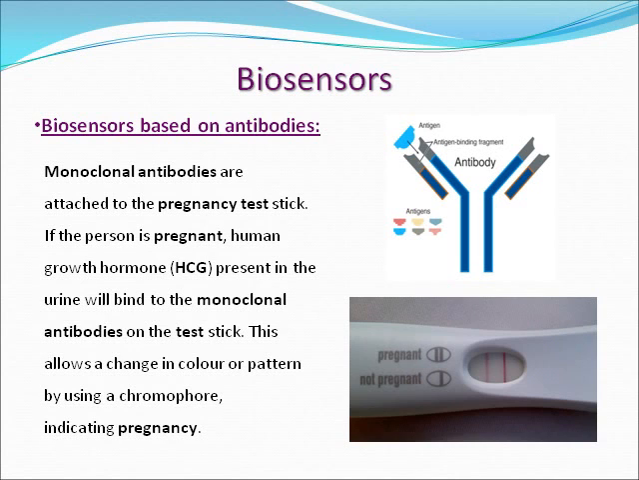So in this test, monoclonal antibodies are attached to the pregnancy test stick. If the person is pregnant, HCG that is present in the urine will bind to the monoclonal antibodies on the test stick. This allows a change in color or pattern by using a chromophore, and then it can indicate pregnancy. So if there's only one band, the person is not pregnant, and if there are two bands, there's the presence of HCG, which will indicate that the person is pregnant.